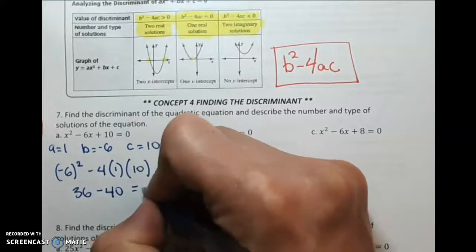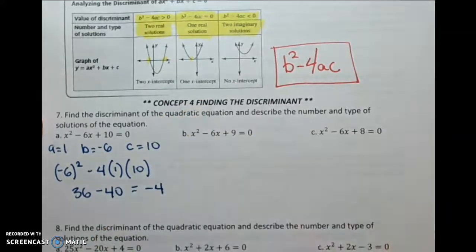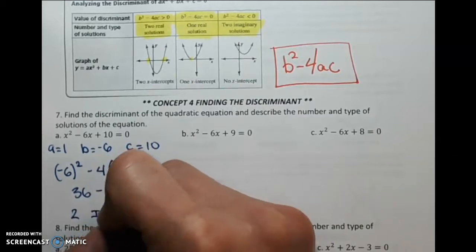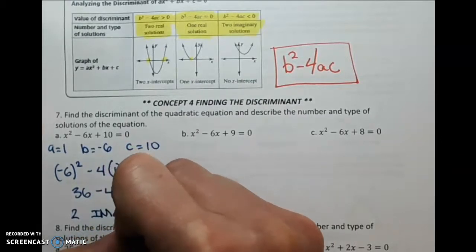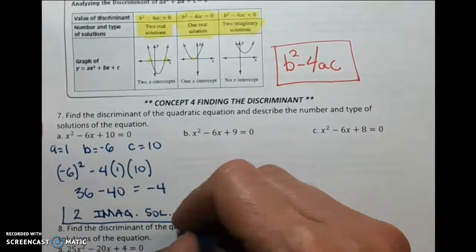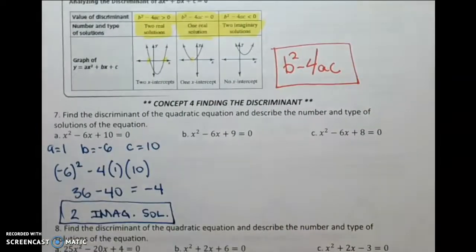And then what is that? Well, that's negative 4. So what does that mean? That negative 4 means 2 imaginary solutions. 2 imaginary solutions.